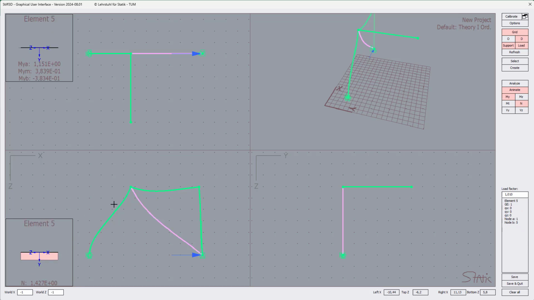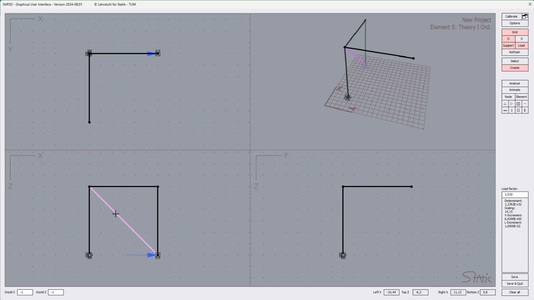Here you see the value, and also if we just adjust the projection, you see here the distribution of this bending moment. Perhaps I just scale it a little bit better. You see it, this bending moment along this diagonal. Okay, let's now try to introduce a hinge here in the middle of this diagonal.